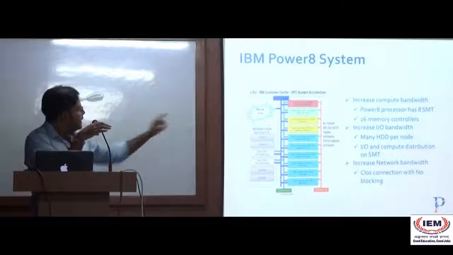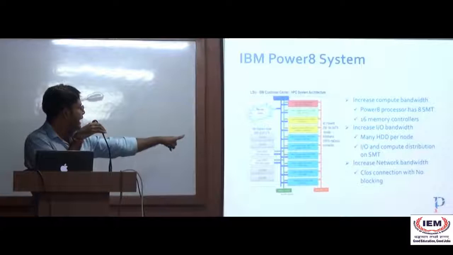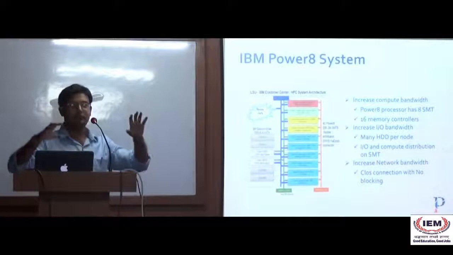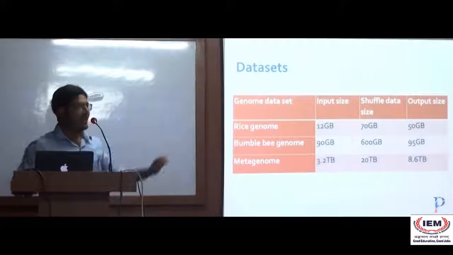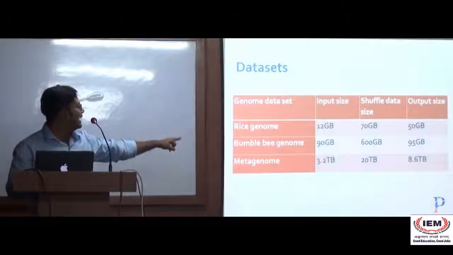That increased the memory bandwidth and improved the performance significantly. We have used many HDDs per node. Then the I/O compute distribution of SNT that I have already discussed, and the increase in network bandwidth. For the computation, we have used an architecture called CLOS. CLOS architecture is nothing but non-blocking, so there will be no packet drop for price saving or something like that. Now, these are the genomic data sets we have for benchmarking the performance. We have used a 12 gigabyte genome, then a 90 gigabyte genome, and then a 3.2 terabyte metagenome.